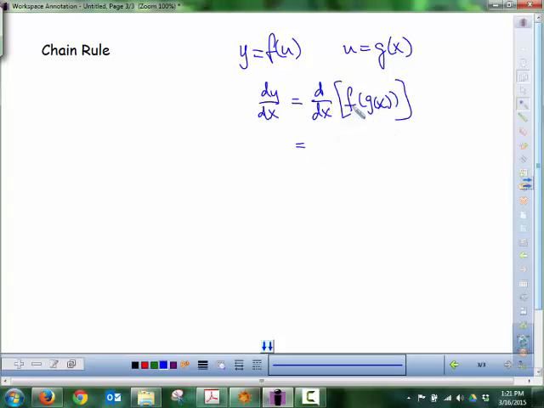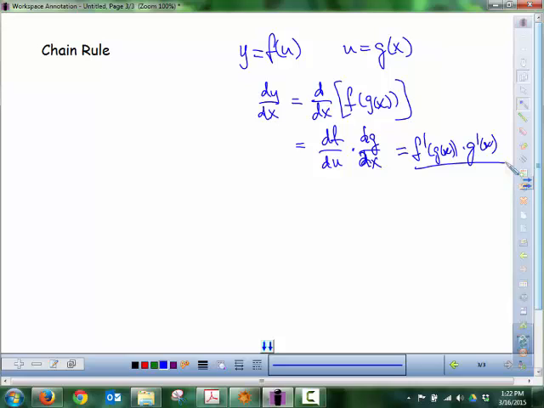And this is where you say you take the derivative of f with respect to u, and then you take the derivative of g with respect to x. This is one version of the chain rule, or sometimes we see it as f prime of g of x times g prime of x. That's probably how we know it better as, but I think the Leibniz notation will be important for us to deal with.